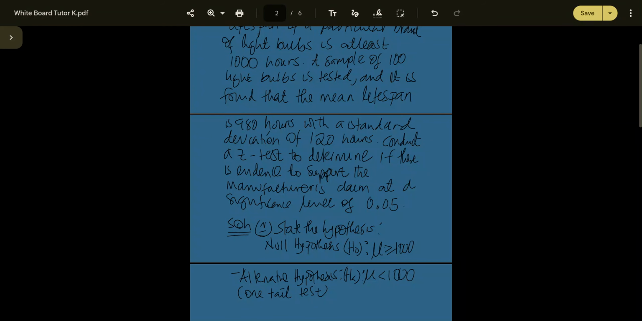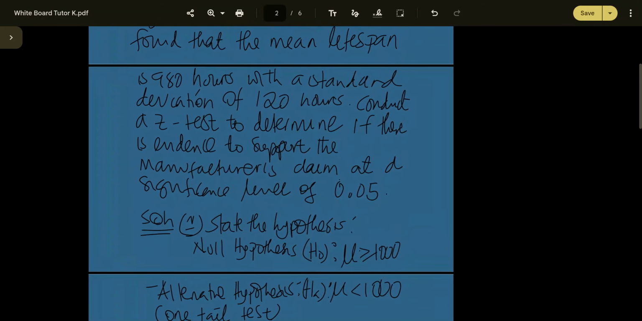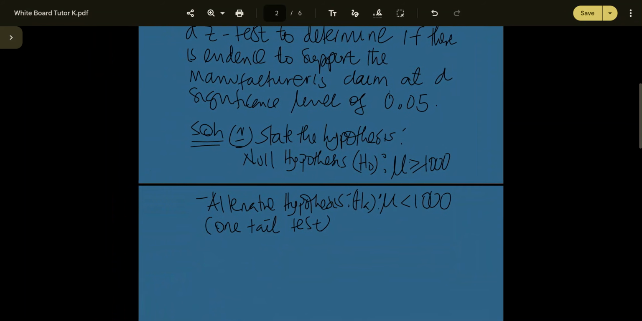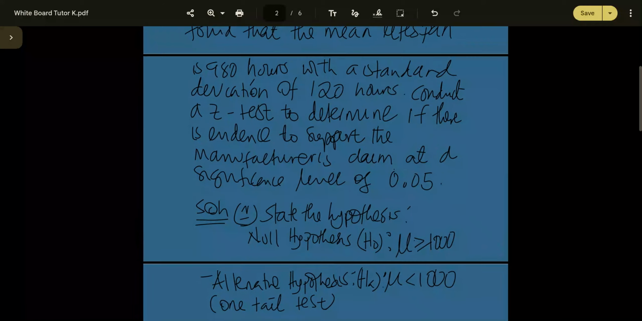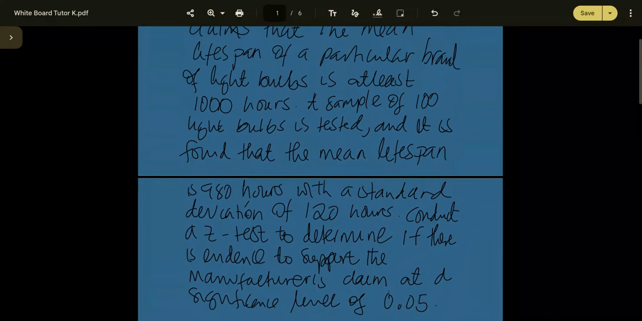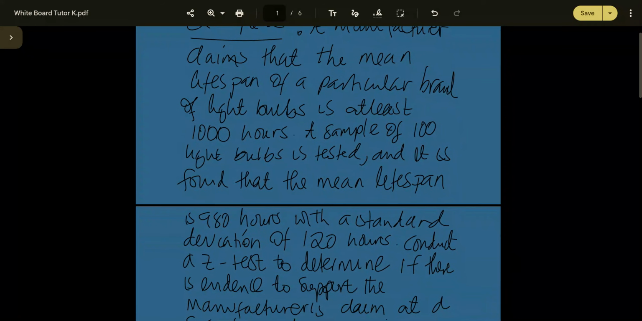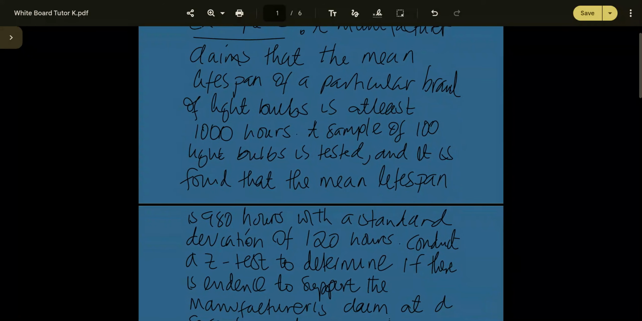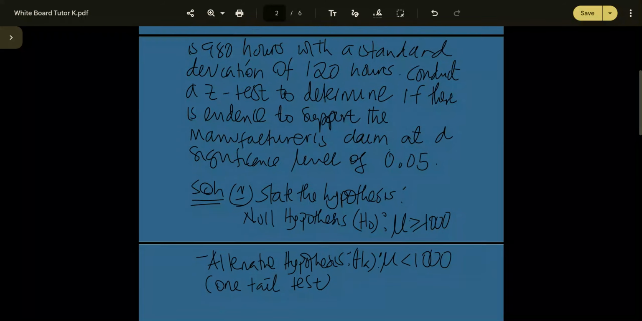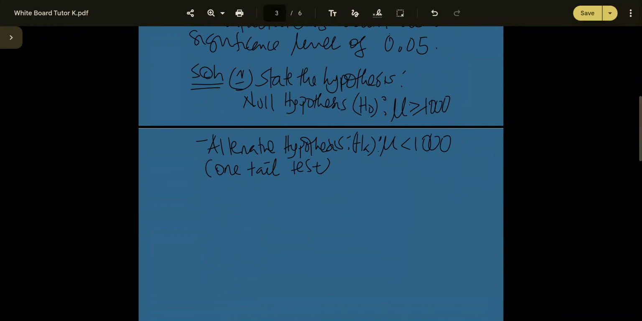0.05. The first thing that you do when solving this question is to state the hypotheses, that is the null hypothesis as well as the alternative hypothesis. For the null hypothesis, we are told in the question that the claim is that the lifespan of a particular bulb is at least 1,000 hours. So at least means greater than or equal to 1,000.